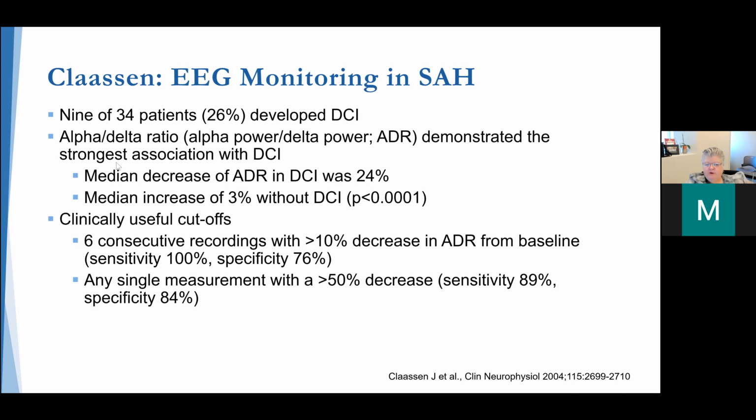And they defined a few clinically useful cutoffs. So if they had 6 consecutive recordings with a more than 10% decrease in ADR from baseline, so 6 hours of a 10% decrease, that had a sensitivity of 100% and a specificity of 76%. And then similarly, any single measurement with a more than 50% decrease showed a sensitivity of 90% and a specificity of about 85%. So how would we use this in clinical practice?